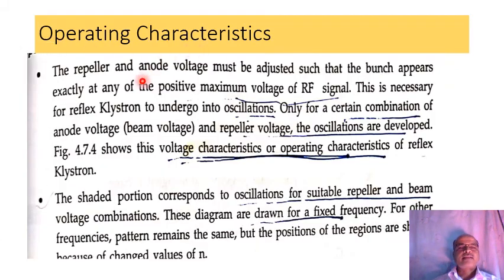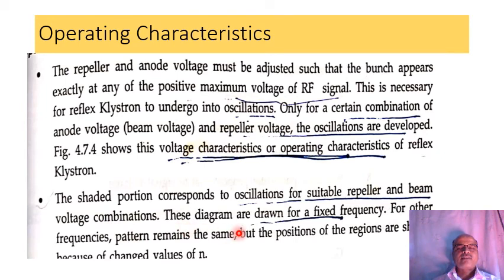Then operating characteristics. The repeller and anode voltage must be adjusted such that the bunch appears exactly at any of the positive maximum voltage of the RF signal. This is necessary for the reflex klystron to undergo oscillations. Only for a certain combination of anode voltage and repeller voltage are the oscillations developed. The figure shows the voltage characteristics or operating characteristics of the reflex klystron. The shaded portion corresponds to oscillations for a suitable repeller and beam voltage combination.